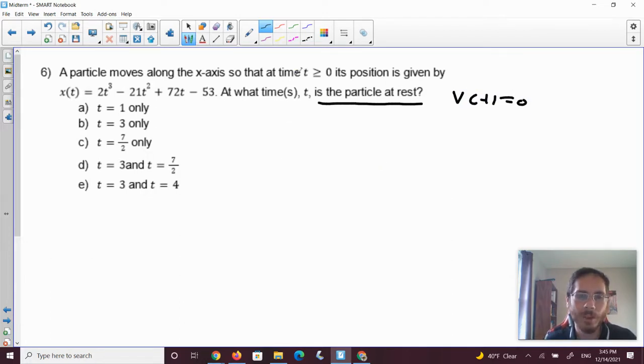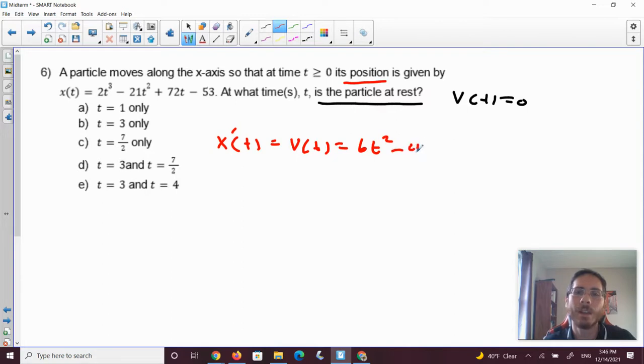So what we need to do is take the derivative of position, and they did x of t instead of s of t, but that's okay. They told you it was position, so they gave you the heads up. But we need to go ahead and take the derivative of this one. So this is going to be v of t. So this is going to be 6t squared by the power rule, minus 42t by the power rule again, plus 72 by the power rule, and then 53 is a constant, so its derivative would be 0.